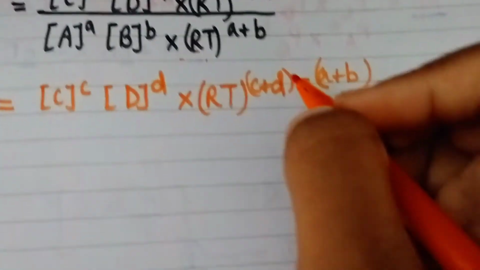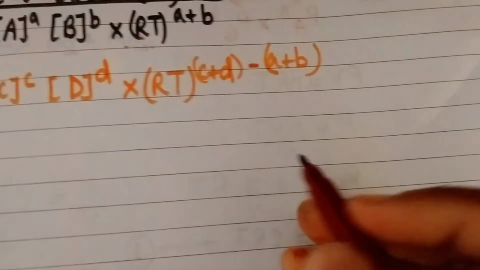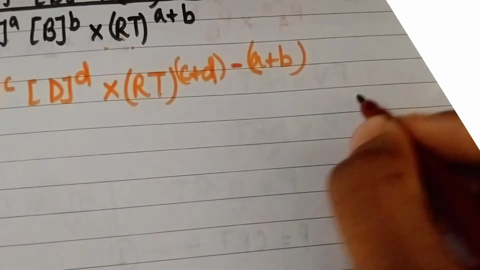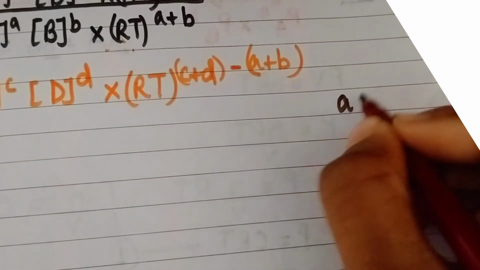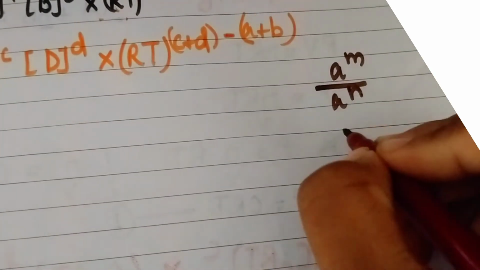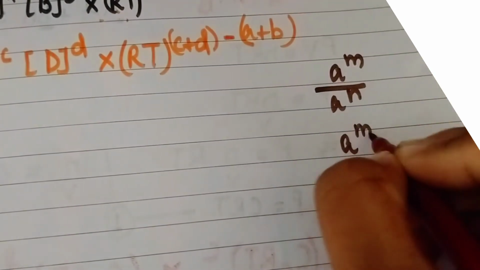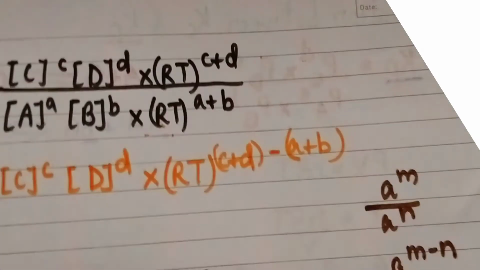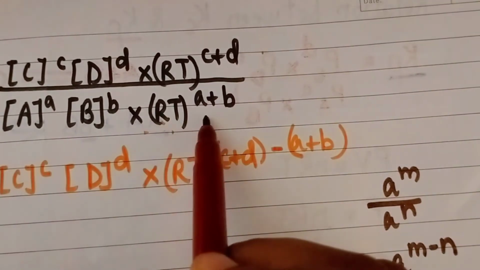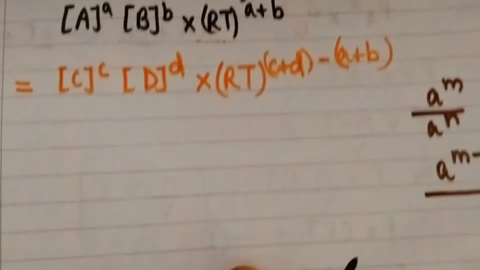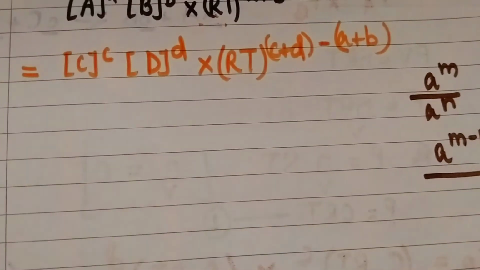See, I can give you an example, okay? Then you will understand this process really fast. Whenever we take, for example, A raised to M divided by A raised to N, it's going to give us A raised to M minus N. So we're going to use this formula here. RT raised to C plus D divided by RT raised to A plus B, we take RT as common and we minus their powers. Okay, we minus them. So what's going to be our next step?